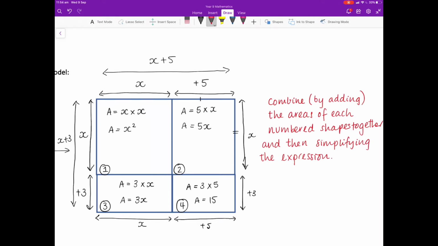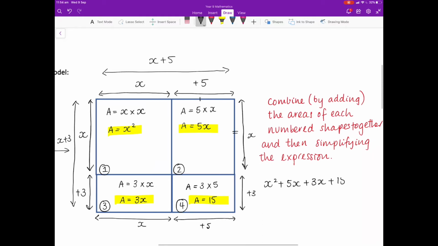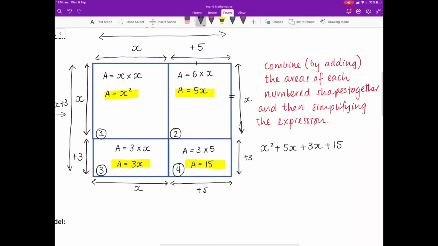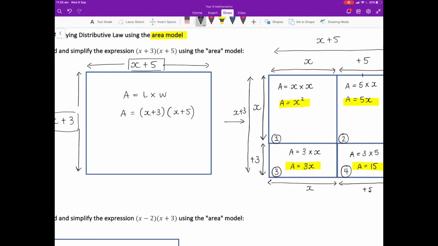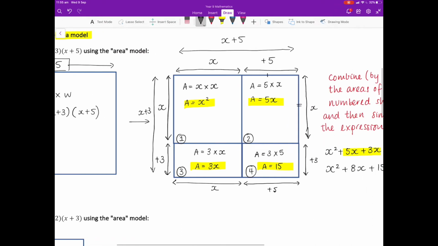So let's have a go at writing it down. So I'm just going to highlight what each of the areas were. So now writing them all together, we end up with x squared plus 5x plus 3x plus 15. Now looking at this expression here, we can see a like term. So 5x plus 3x can be simplified, leaving us with a final answer of x squared plus 8x plus 15. And that's how we would expand the expression x plus 3 times x plus 5 using the area model.